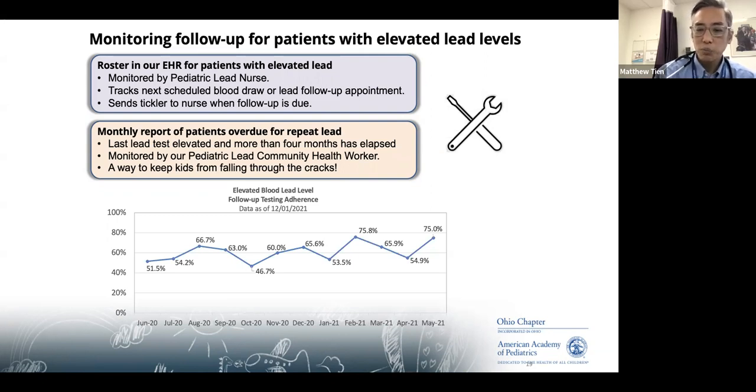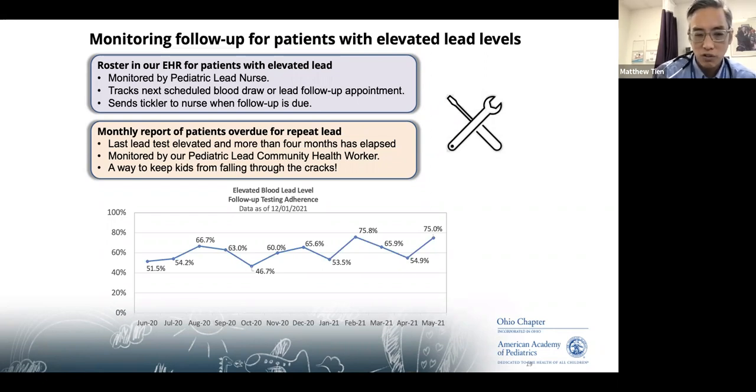We also set up a monthly report so that patients who seem like they are way overdue for a repeat lead, if someone has fallen through the cracks of that workflow in the top box, if it's been more than 4 months since that last elevated lead was checked, then we get a report each month. Our community health worker monitors that report and tries to schedule those kids in, like, hey, it's been 6 months since we've seen you, what's going on?